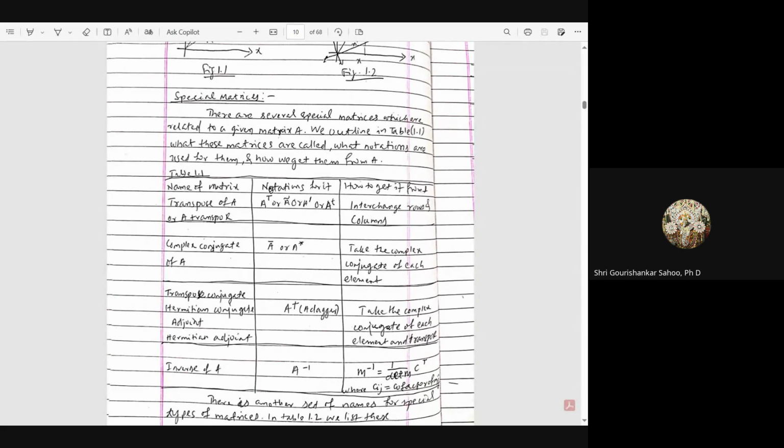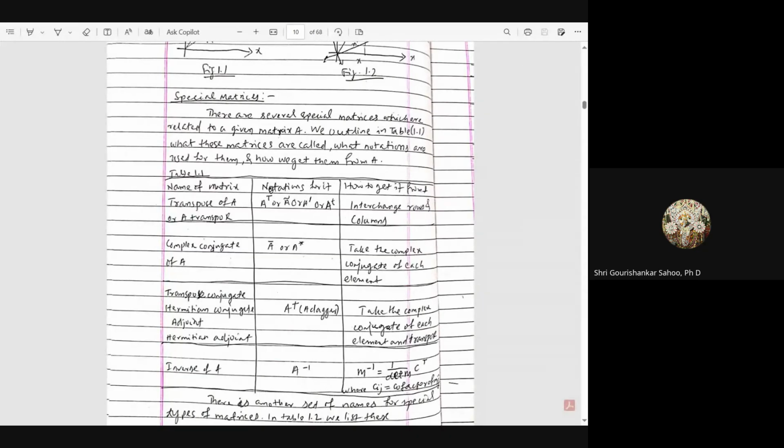Again, another thing is the complex conjugate of A. So how can you get the complex conjugate? By taking the complex conjugate of each element in the matrix. Suppose there is a, then b, c, d. So the complex conjugate of a is a star, the complex conjugate of b is b star, of c is c star, and of d is d star. So the resultant matrix, which is written as A bar or A star, in matrix form is a star, b star, c star, d star.